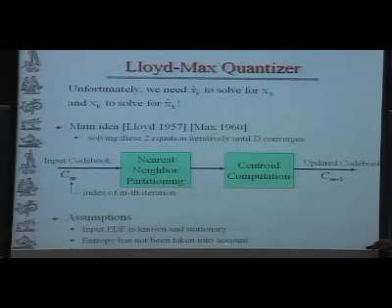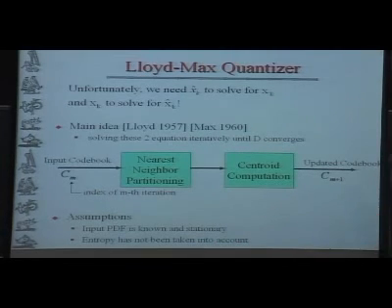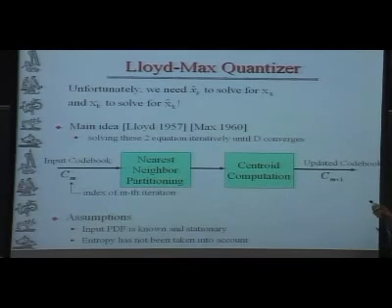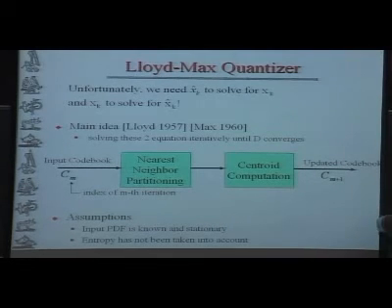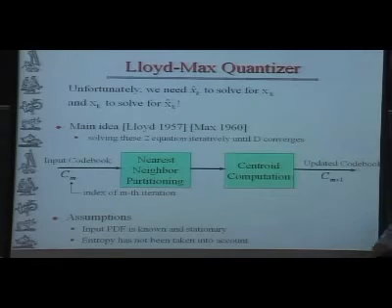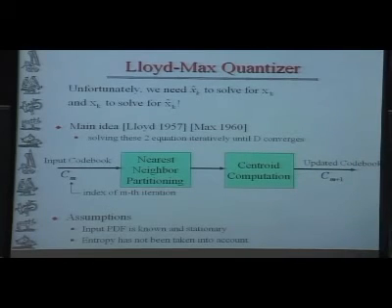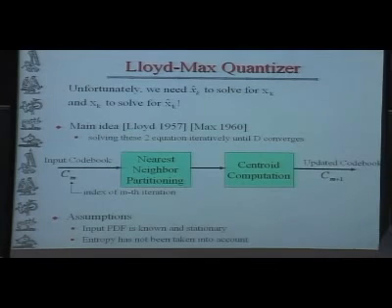Entropy has not been taken into account. So all the optimal things that we have been discussing are just quantization by itself. We never take into account that we have an entropy coder following up on our quantization solution. So that turns out to be a major problem.